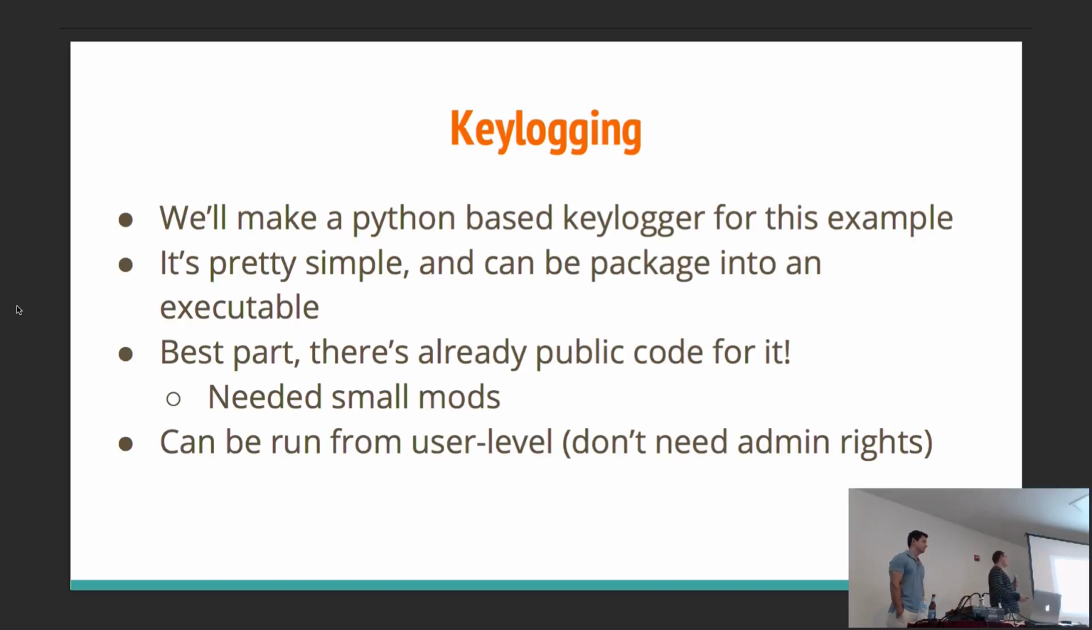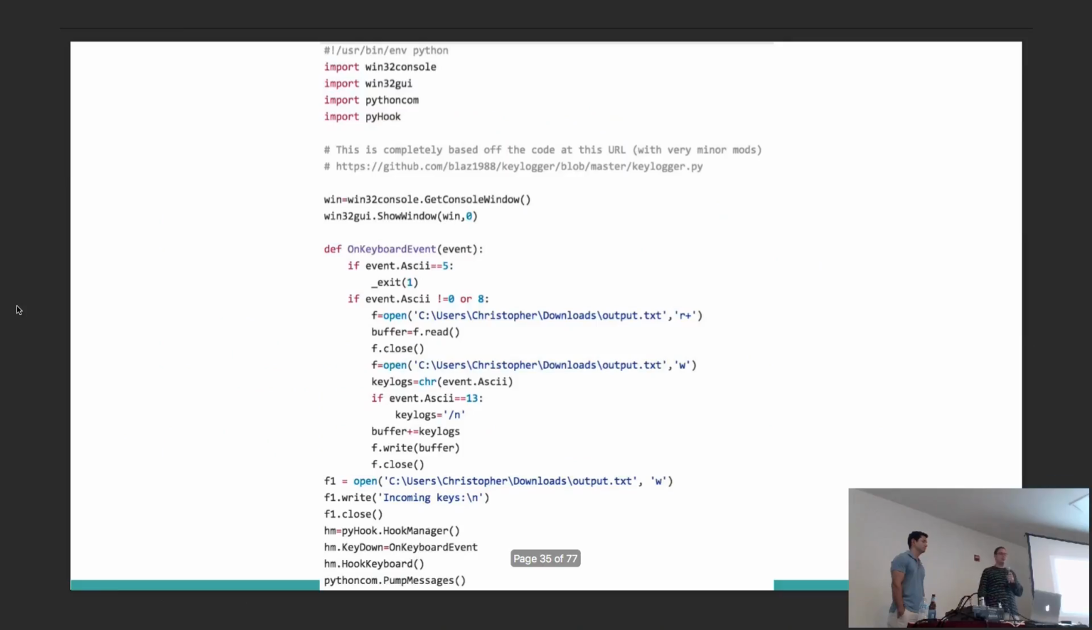The cool thing about this is there was already public code for this. There's really public code for almost anything that you want to do, so you don't have to do a lot of work from scratch. You can start from someone else's work and modify it. And that's what I did in this case, where I just made some small modifications to the keylogger in order to work on my system. The cool thing about this is this will work from user level land. You don't need admin level permissions in order to run a keylogger and log the output to your system.